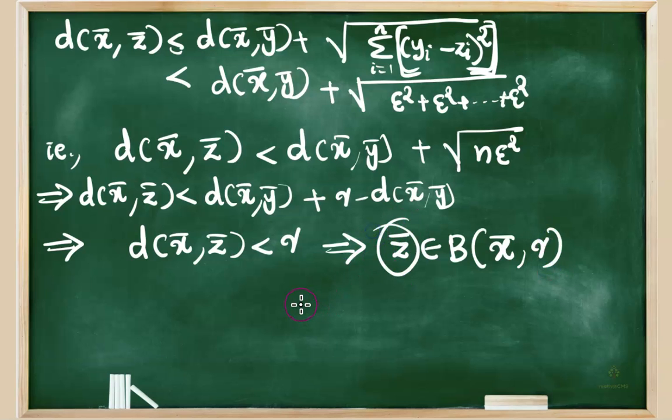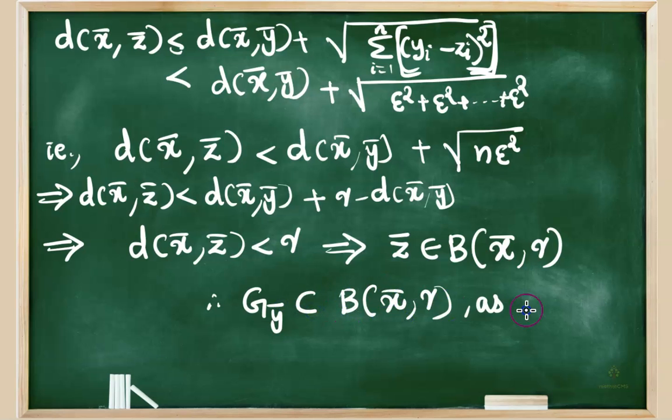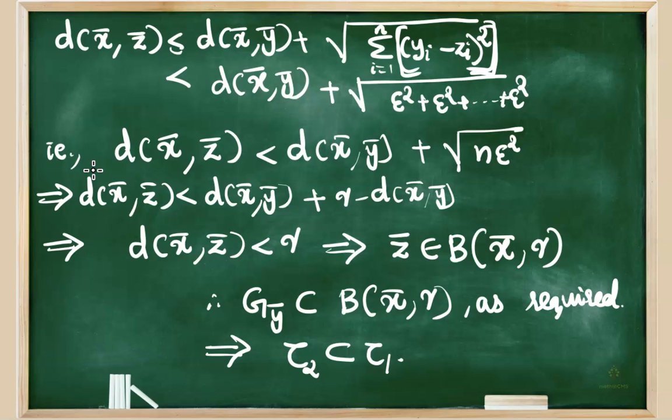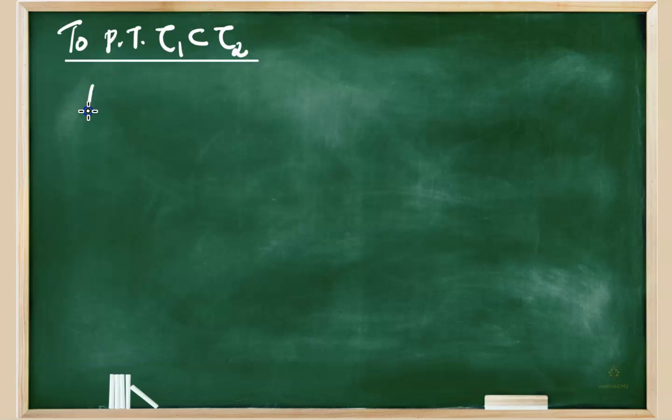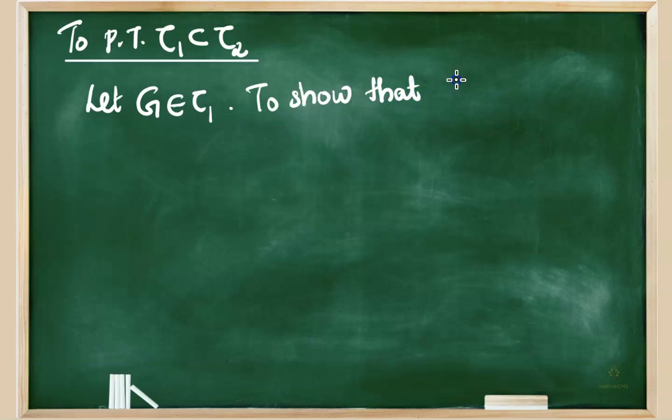Since this z̄ was an arbitrary point of the set G_ȳ, we can conclude that G_ȳ is a subset of the open ball B(x̄, r) as required, and this implies that tau 2 is a subset of tau 1. Thus, we have proved inclusion in one way. For the other way inclusion, that is to prove that tau 1 is a subset of tau 2, let G be a member of tau 1. We need to show that this G belongs to tau 2 also.